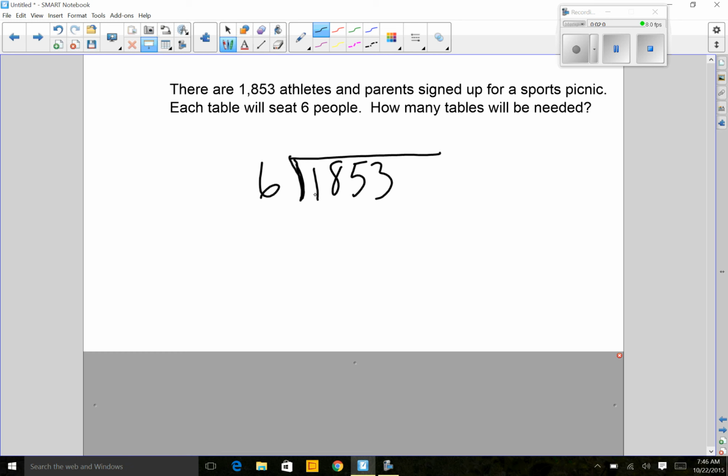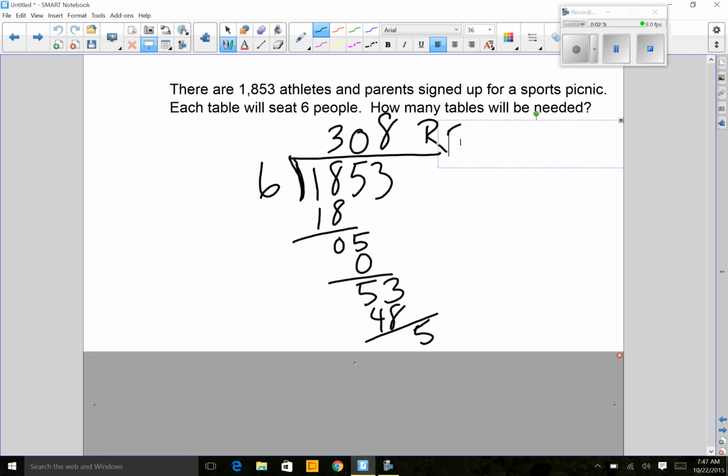So we're going to go, 6 doesn't go into 1, 6 goes into 18 3 times. Bring down the 5. 6 can't go into 5, so we're going to put a 0 here. And 6 goes into 53 8 times. So we have a remainder of 5.